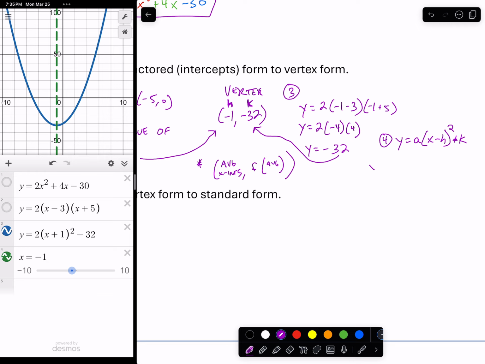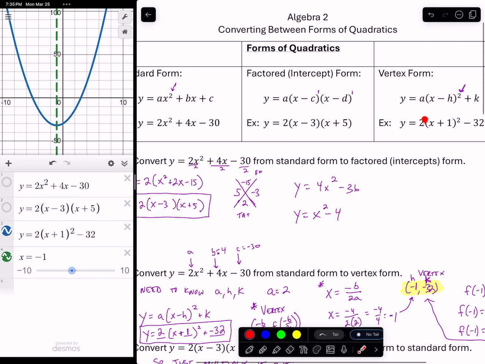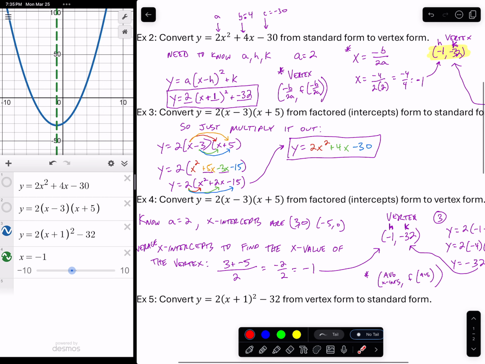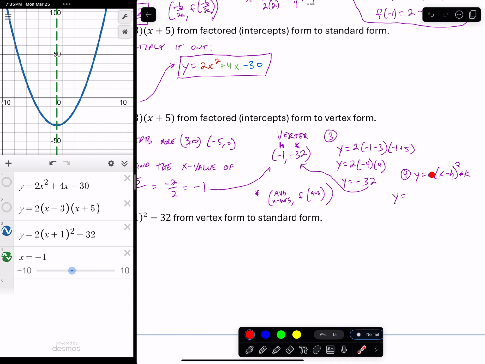All right, so where do we get the a from? Keep in mind, that's the fun part there, too. It's kind of like the easy part. The a's are all the same in all the forms. That's going to always be true. So I can just snatch the a, like right here. This a gets stolen and goes right there. So we have our 2. Then my h was -1, so x minus -1 squared. Remember, minus a negative becomes a plus, and then plus a -32. And remember that plus a negative becomes just minus 32.